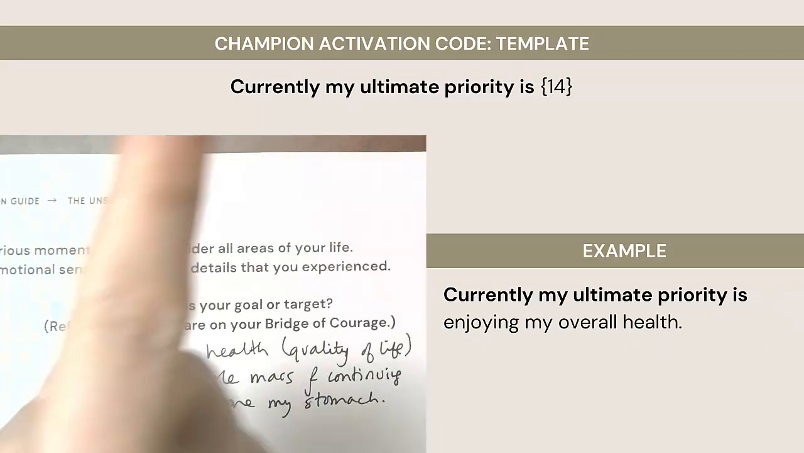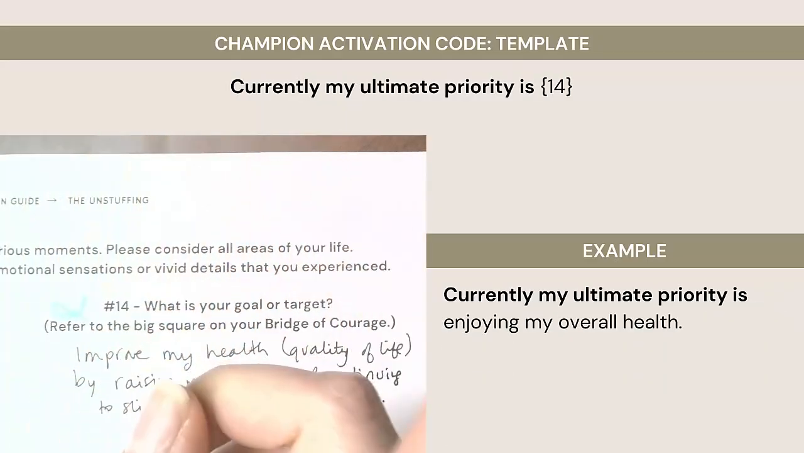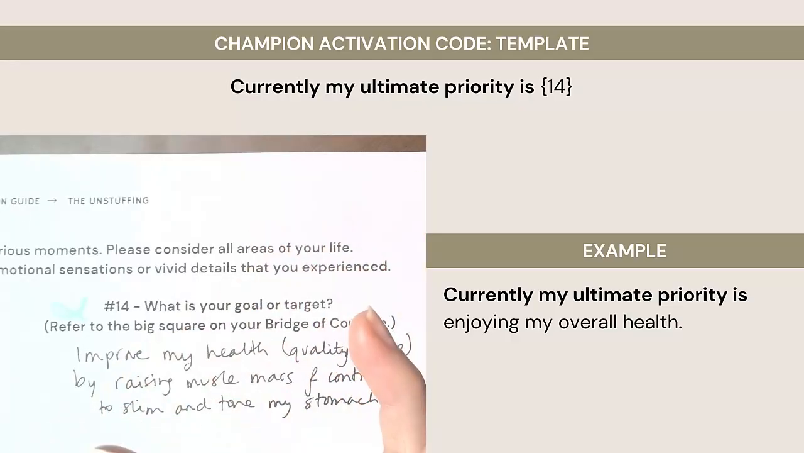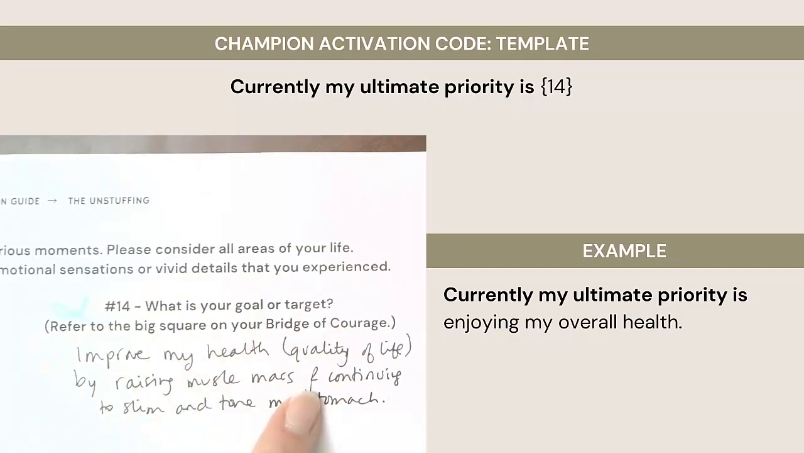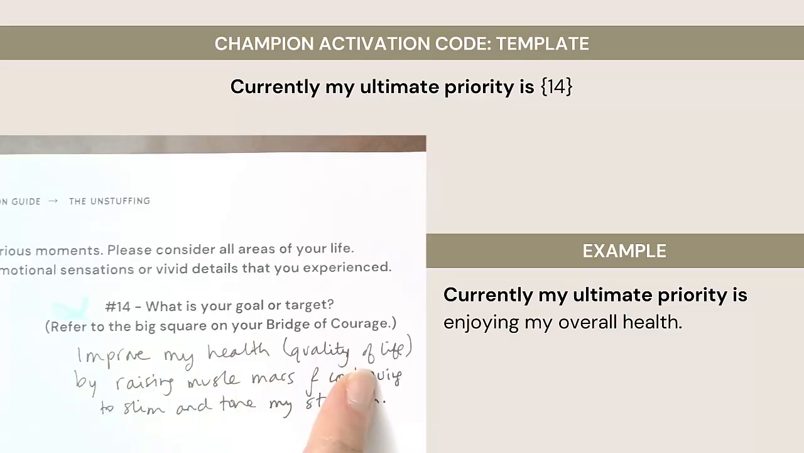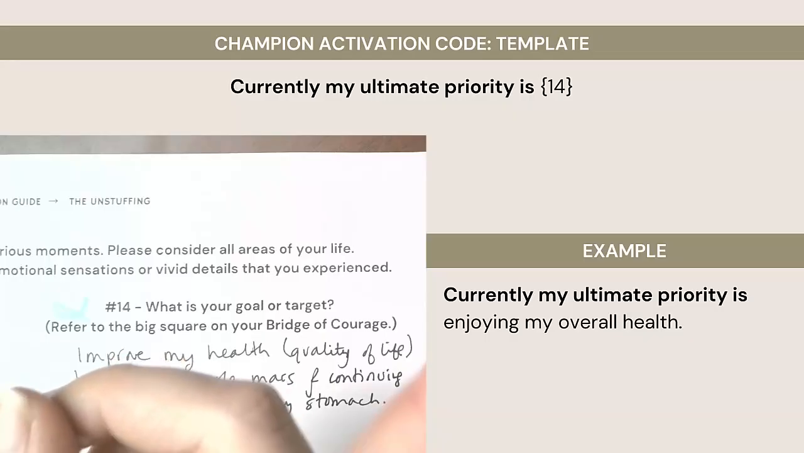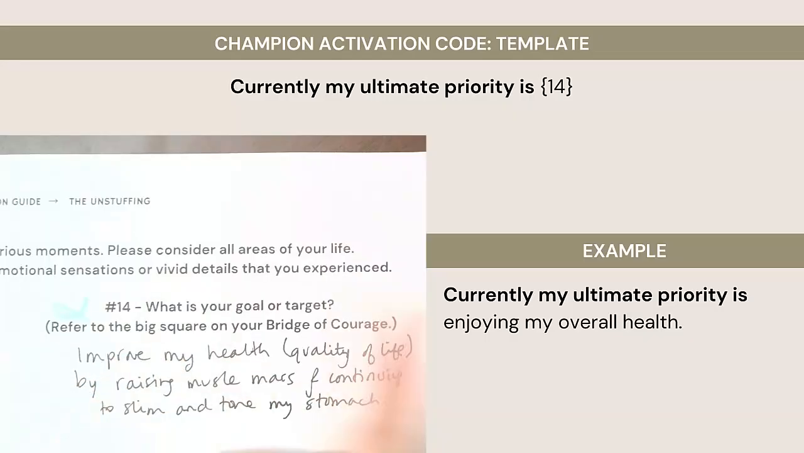The next sentence that you're going to make is currently my ultimate priority is, and we'll find this sentence concept in your answer for number 14. I'll show you here from my notes, what's your goal or target, referring to the big square on the Bridge of Courage. I said I want to improve my health, mostly really my quality of life, by raising muscle mass and continuing to slim and tone my stomach. So I wanted to go in the example with a kind of shorter, more concise version. So you can see here, currently my ultimate priority is enjoying my overall health. You can see the connection between that example sentence and what I wrote here.